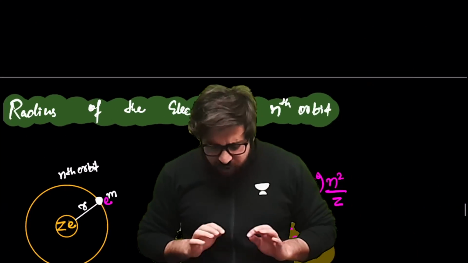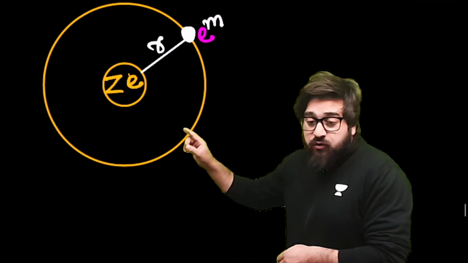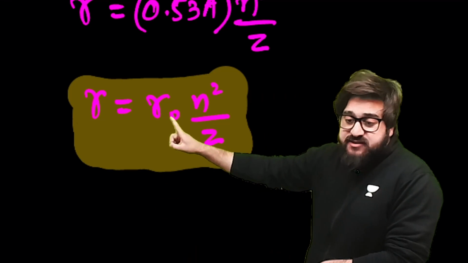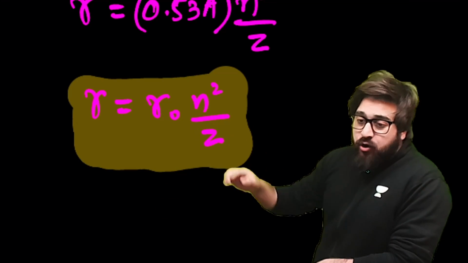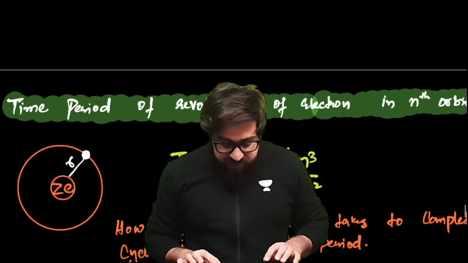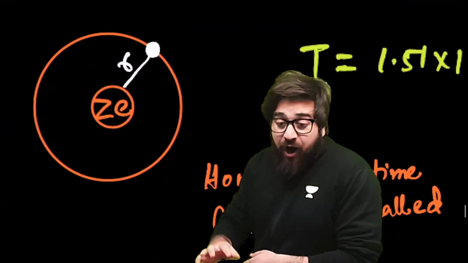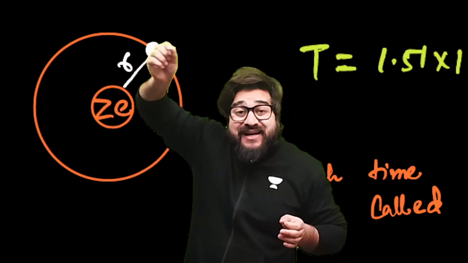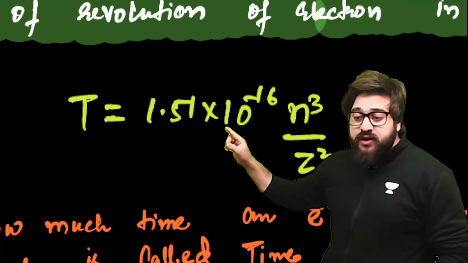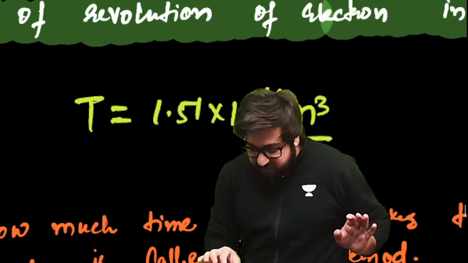Now, the radius of an electron in the nth orbit. If an electron is revolving in the nth orbit, how much is its radius? The radius is r0 n²/Z, where r0 is 0.53 angstrom. Next, the time period of an electron. How much time does the electron take to complete one cycle? That is 1.51 × 10^-16 n³/Z². Keep this in your mind.